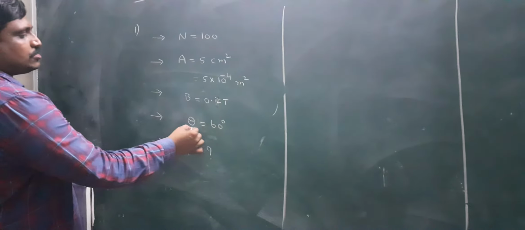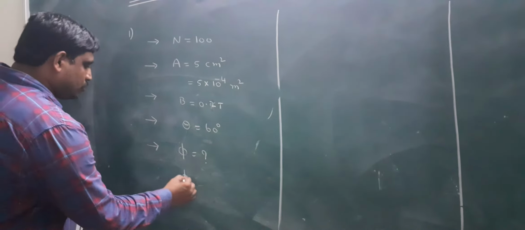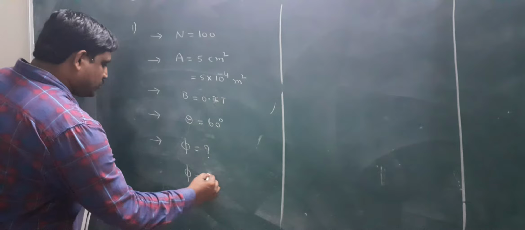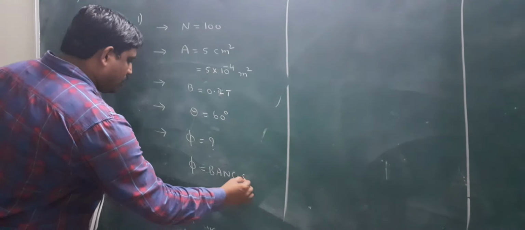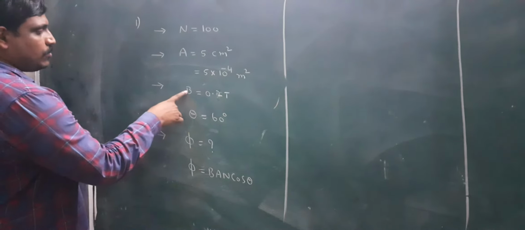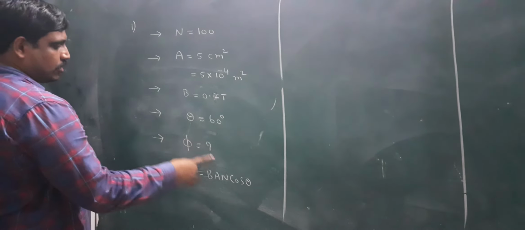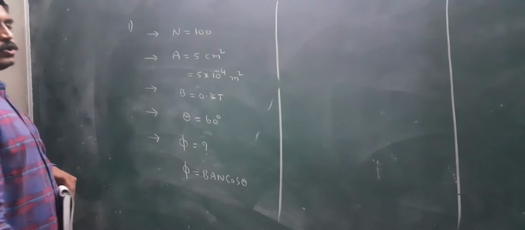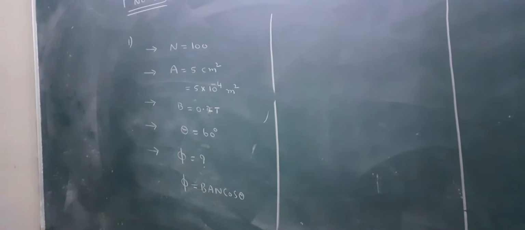Here theta is the angle between B and A. According to this concept, flux formula is B A N cos theta. Substitute the B value, A value, N value and theta value to determine the flux. What is the SI unit of flux? Weber.